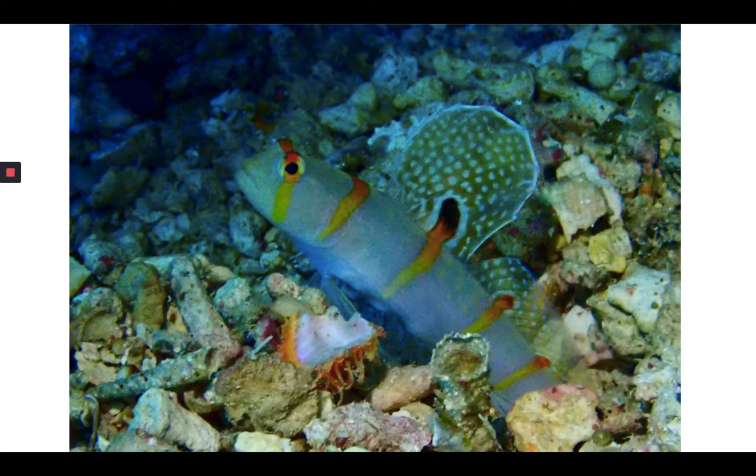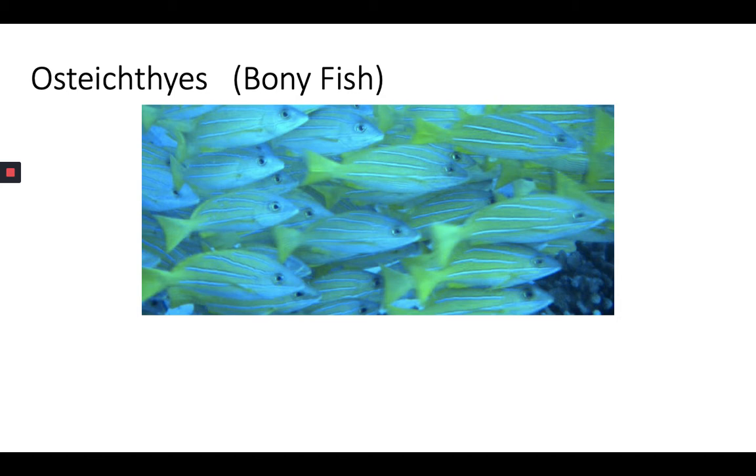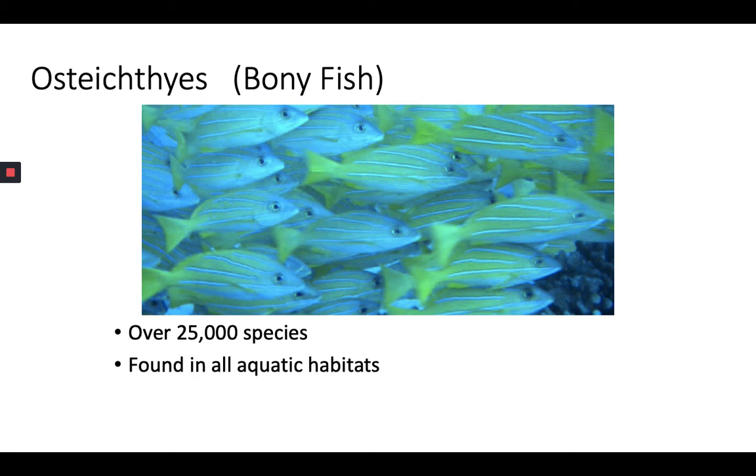Today we'll be talking about bony fish, or osteichthyes. These are the bony fish. Oste means bone and ichthyes means fish. There are over 25,000 species of bony fish that inhabit the oceans, lakes, ponds, and rivers. Anywhere there's water, just about, you'll find fish in every aquatic habitat.